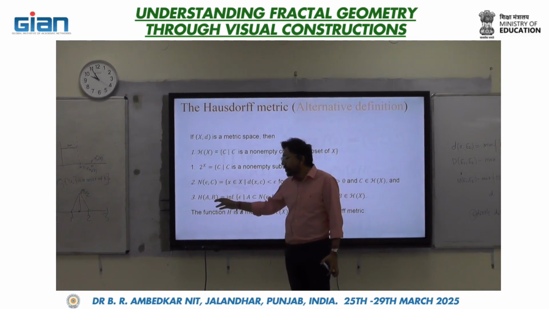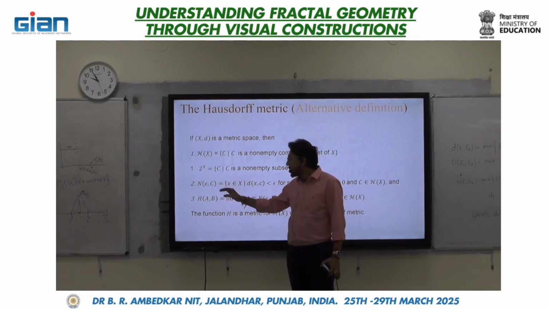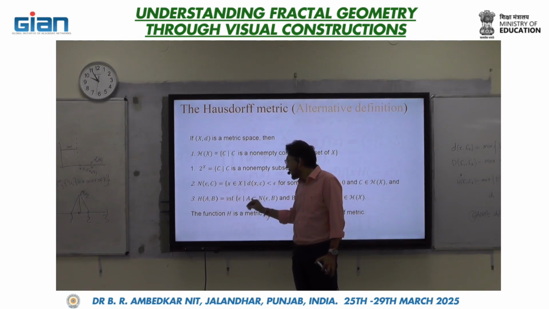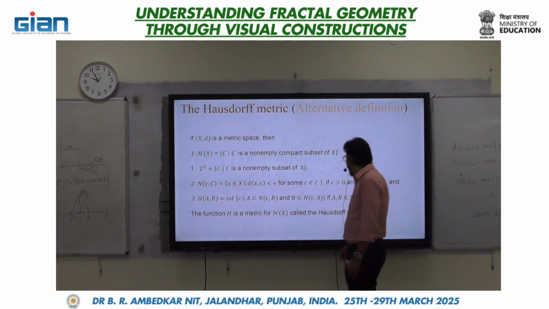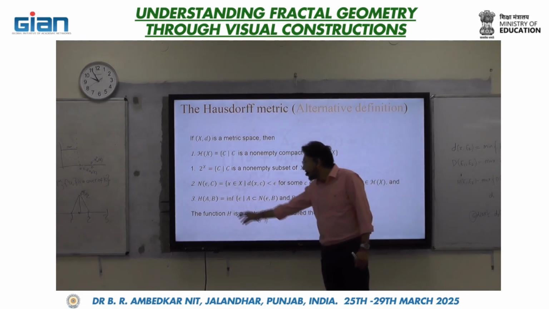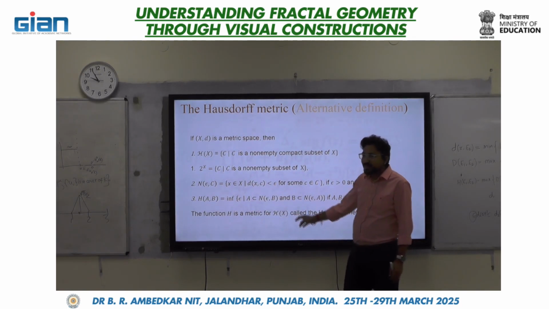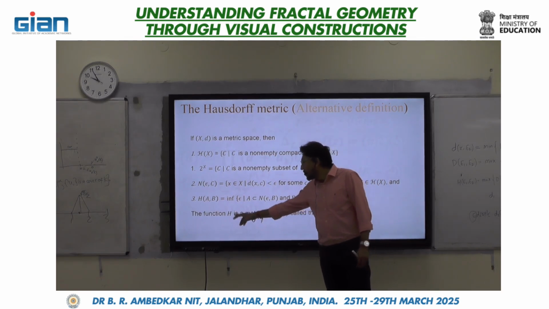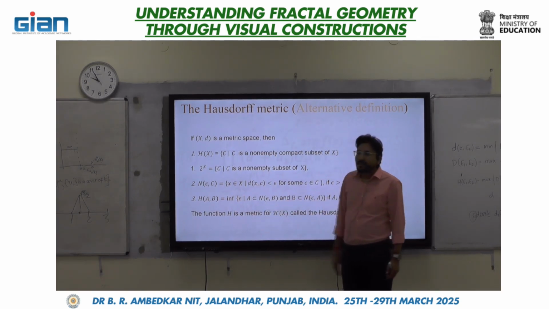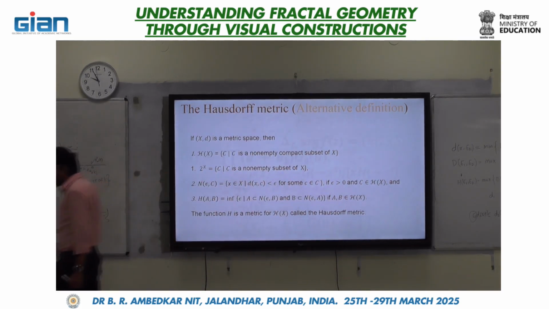Before, we defined h(A, B) as the maximum of d(A, B) and d(B, A). Now this is another definition, and I am taking the infimum of all such epsilon such that A is a subset of N_epsilon(B) and B is a subset of N_epsilon(A). Okay, and this function h is a metric for H(X), called the Hausdorff metric. So this will also be an exercise for all of you. You check how this function h is a metric for H(X). So this is the second exercise for you. Please cross-check this. Then I am going further.